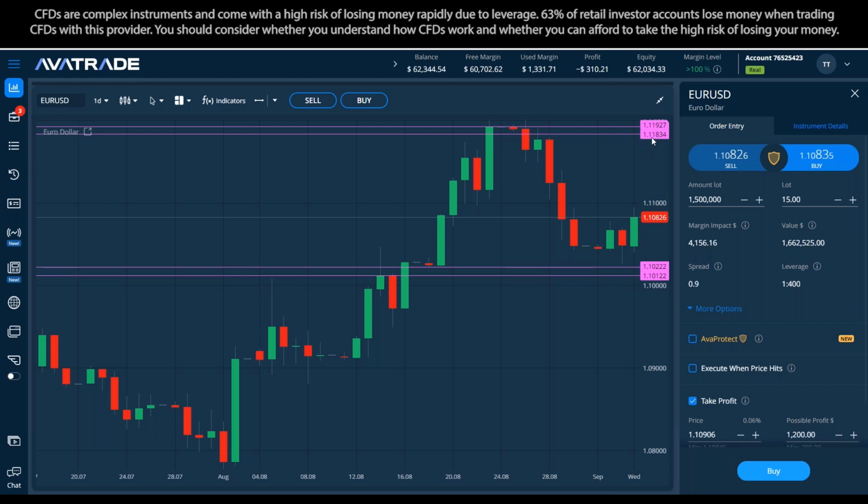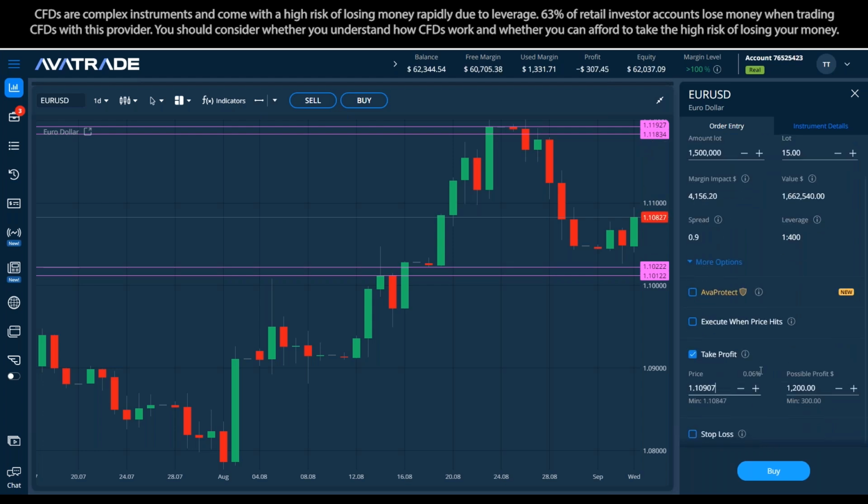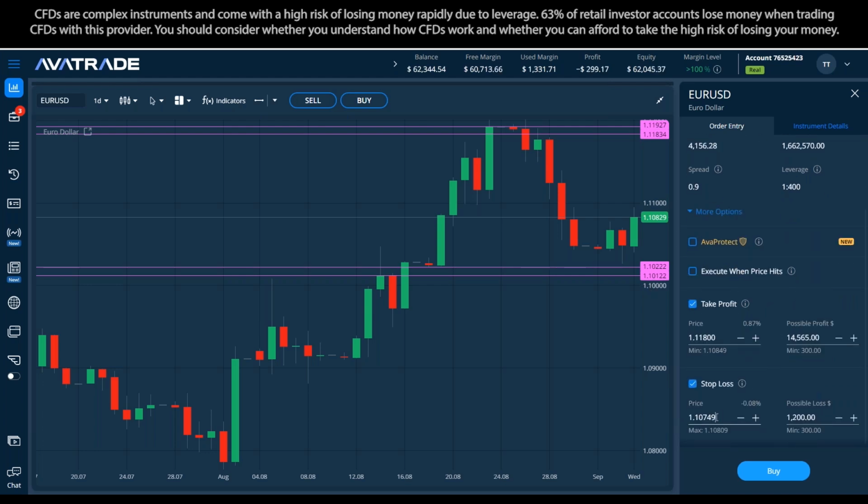Your take profit could be up around $1.1183, and you don't have to break the resistance, $1.1180, let's say, and the stop loss down here around $1.1012. It would have to break the support to hit your stop loss. Okay, so quite a bit better potential profit than risk.